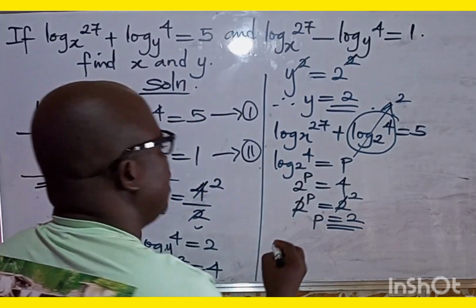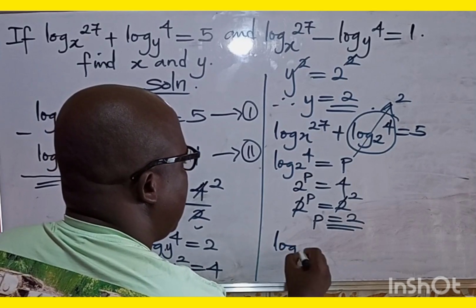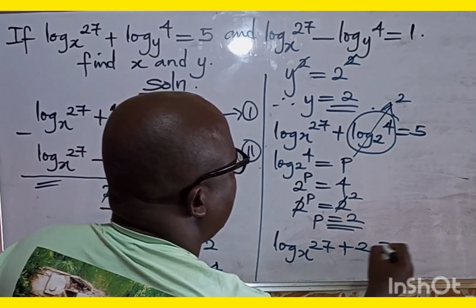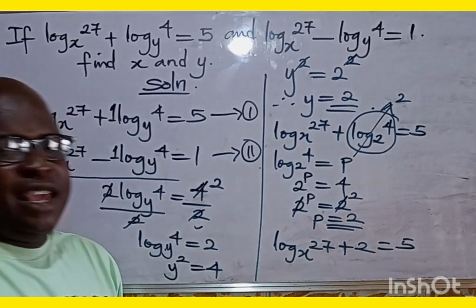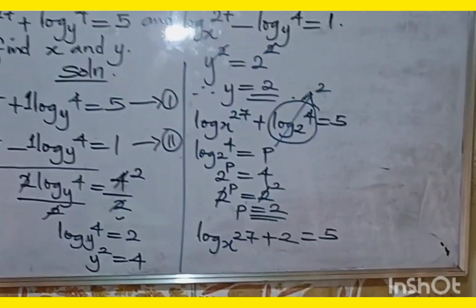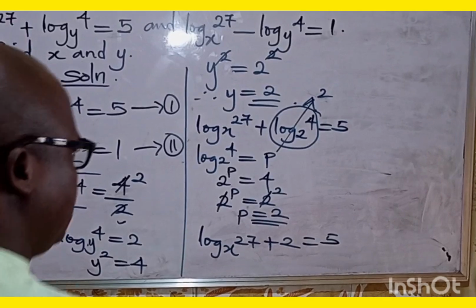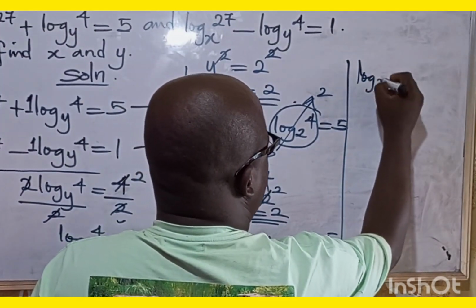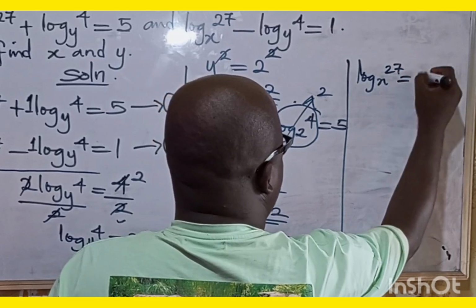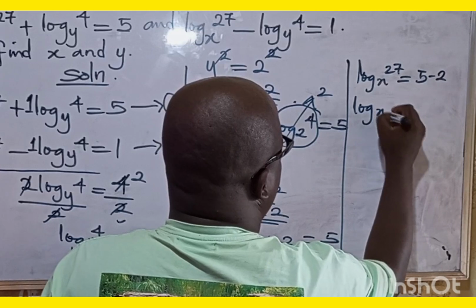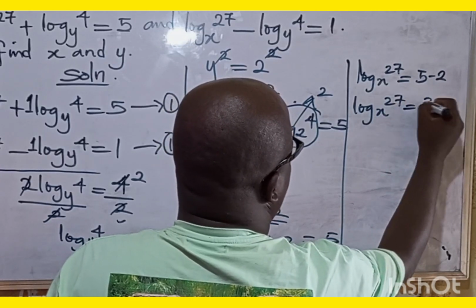Going back to this equation, we have log base x of 27 plus 2 is equal to 5. I can move the 2 to the other side. Then I will have log base x of 27 equal to 5 minus 2. That will give us log base x of 27 is equal to 3.